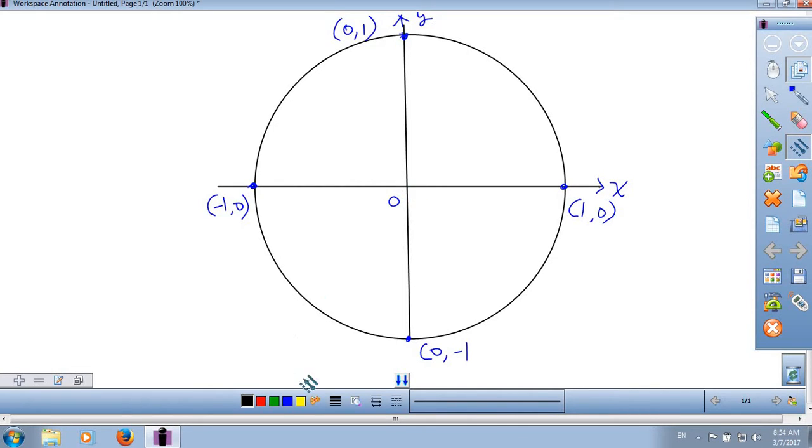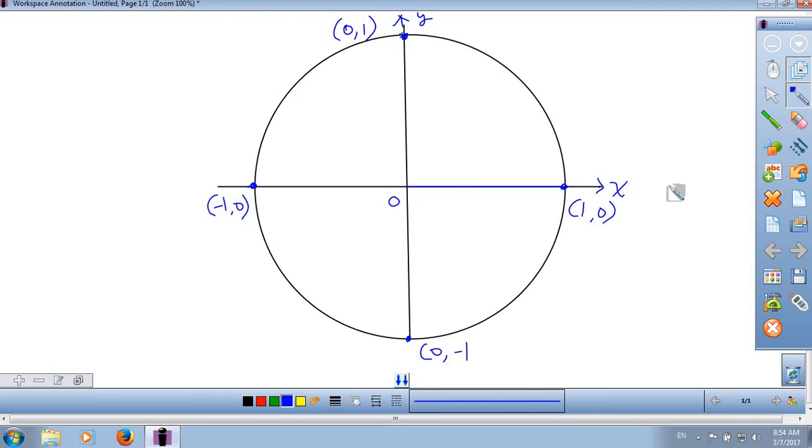Our initial side is on the initial x-axis. If we don't rotate, it's 0 degrees. If we rotate here, it's 90 degrees. If we rotate here, it's 180. If we rotate here, it's 270. And if you rotate back here, it's 360 again.